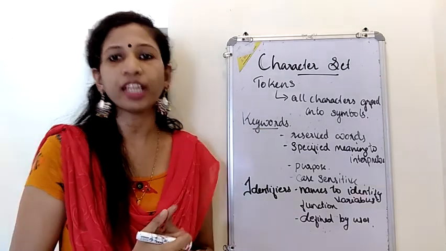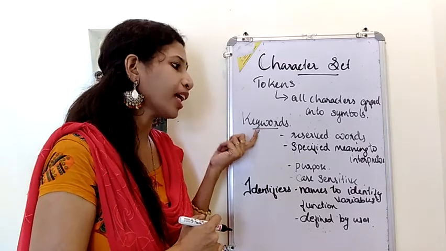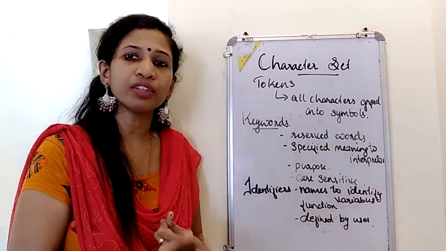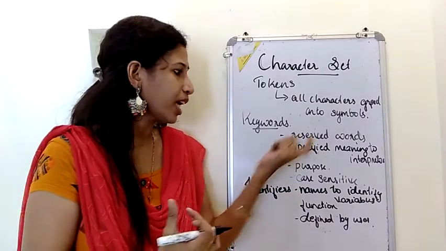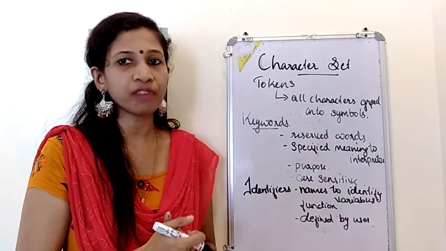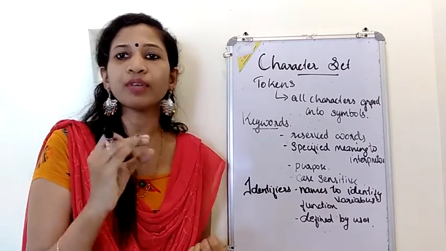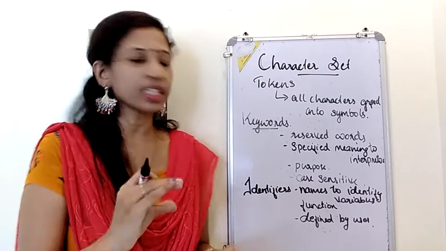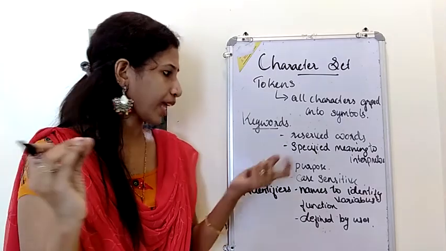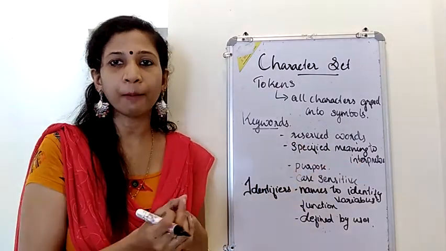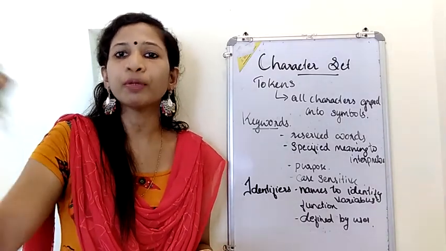First one we will discuss is the keyword. Keyword is the first type of token. Keywords are the reserved words which are used in programming. These words have a specified meaning, which is given by the interpreter. So these keywords are defined by the interpreter, and they cannot be used for any other purpose. Keywords are reserved for a particular purpose.